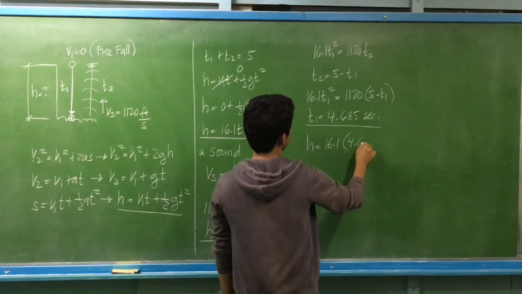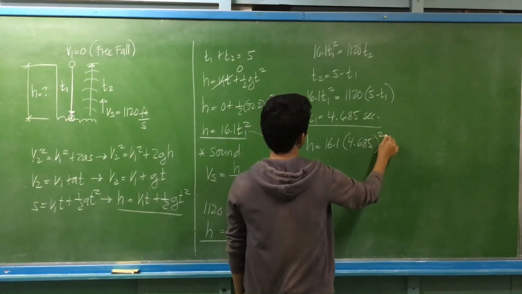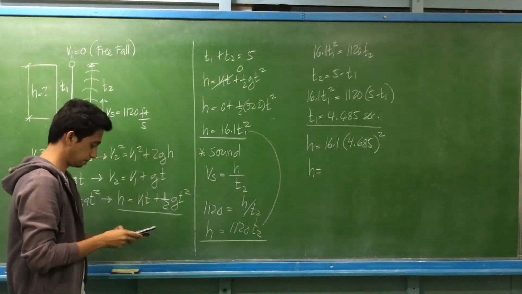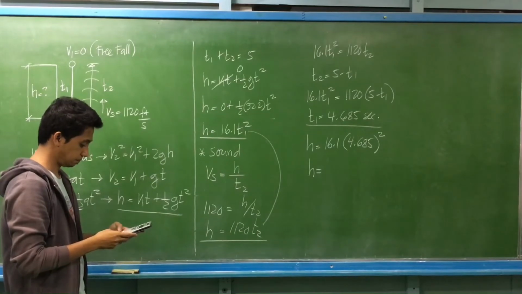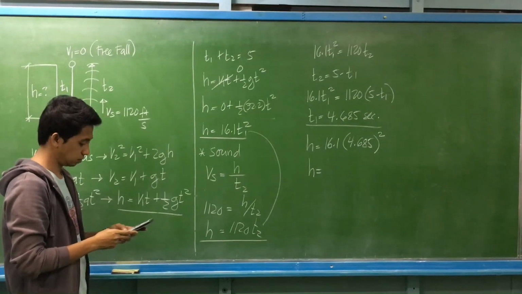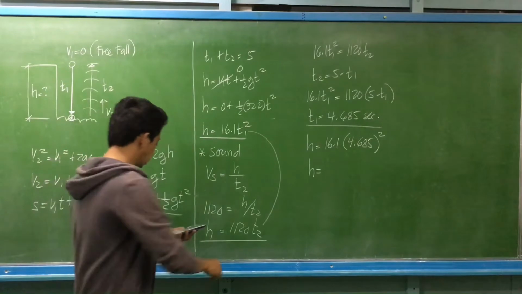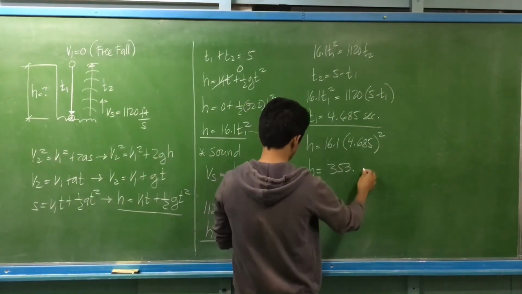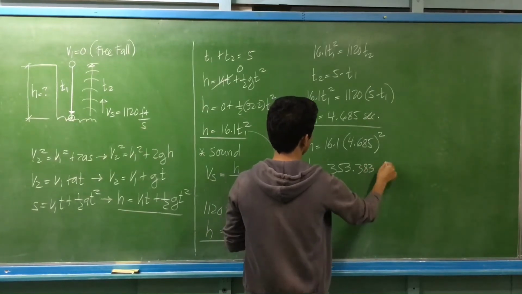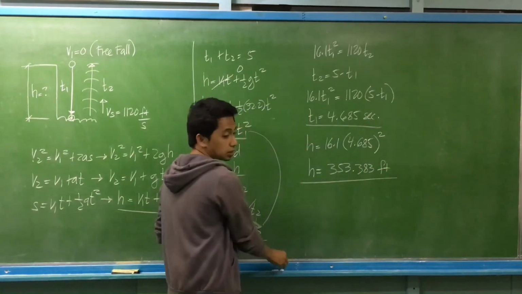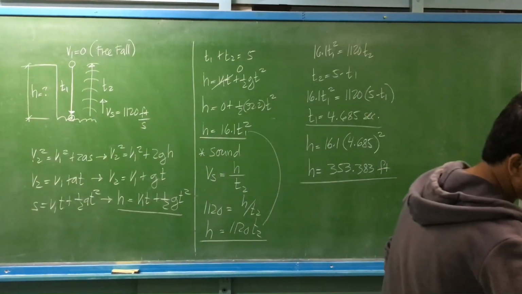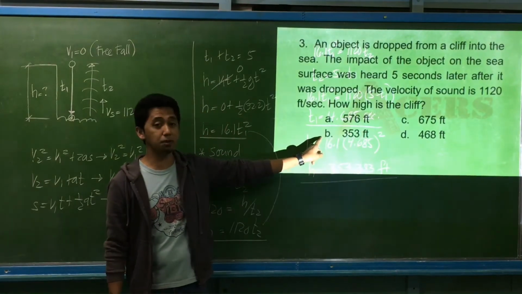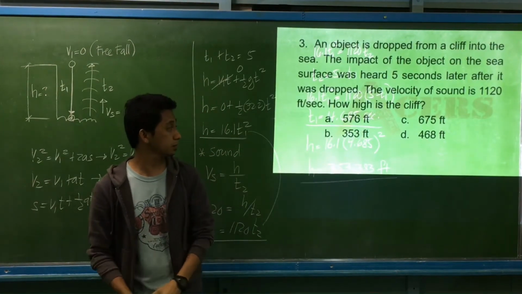We have 4.685, this is squared. So we have the height of the cliff. It's equal to 353.383 feet. So this will be our answer. Let us check on our choices. My rounded value, we have letter B, 353 feet.